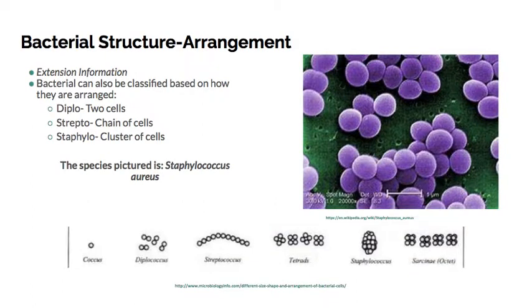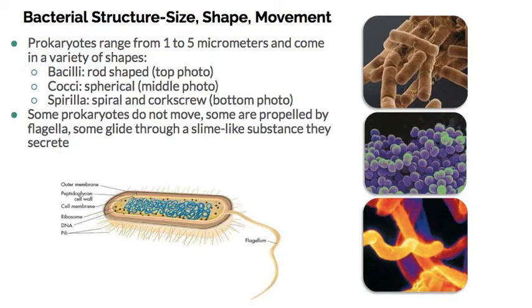Next is their arrangement. This is some extension information. You don't necessarily have to know this, but it is interesting. Bacteria can also be classified on how they are arranged. Diplo is an arrangement of 2 cells. Strepto is a chain of cells. And Staphylo is a cluster of cells. That's often how we end up naming bacteria, based on both their arrangement as well as their shape.